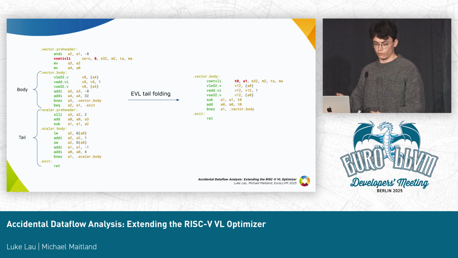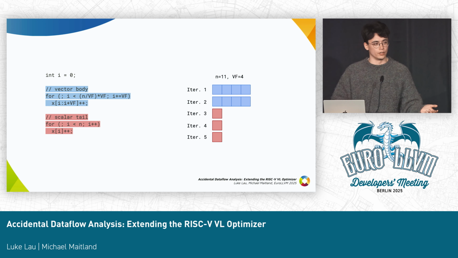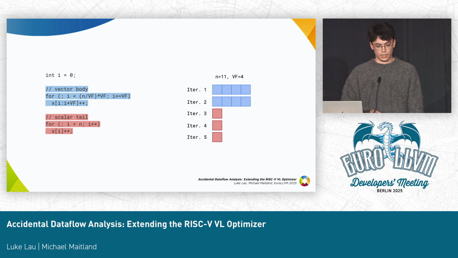The reason why the loop vectorizer emits two loops in the first place is because vector ISAs have vector instructions, right? And they'll process a fixed number of elements each time, like say 4 elements. We call that the vectorization factor. And if your trip count is an awkward number that's not exactly divisible by the vectorization factor, you need this scalar loop at the end to mop up those leftover elements.